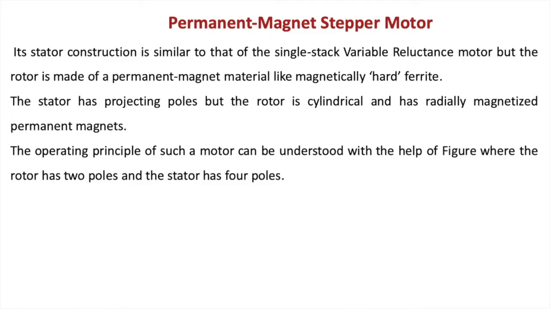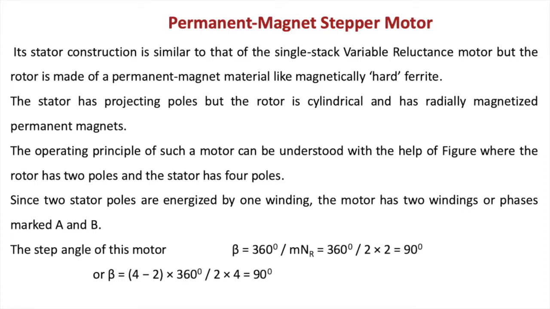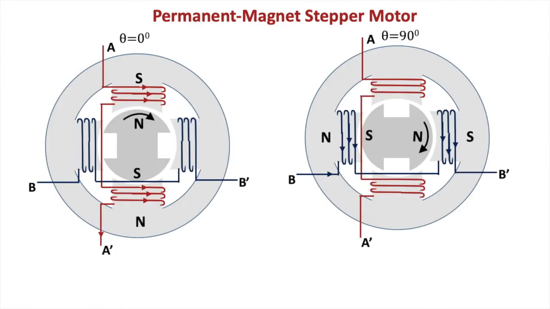The operating principle of such a motor can be understood with the help of the figure, which we will be considering later, where the rotor has 2 poles and the stator has 4 poles. Since 2 stator poles are energized by one winding, the motor has 2 windings or phases marked as A and B. The step angle achieved will be 90 degrees. Here you can see there is a 4-pole stator and a 2-pole rotor, and therefore the step angle will be 90 degrees.